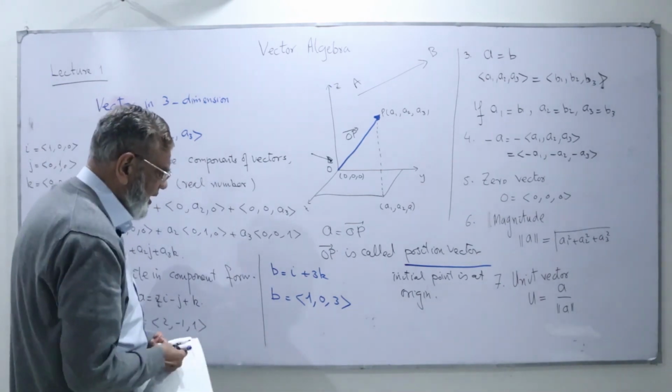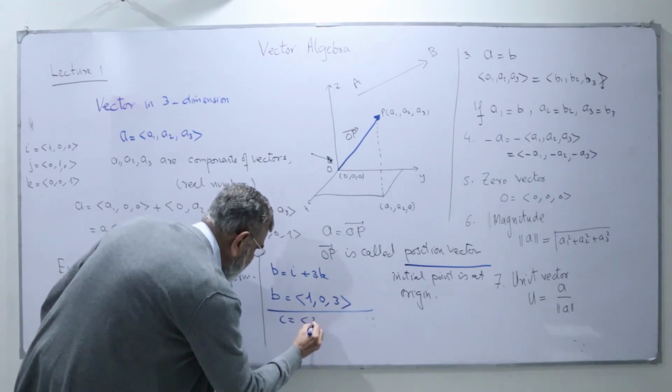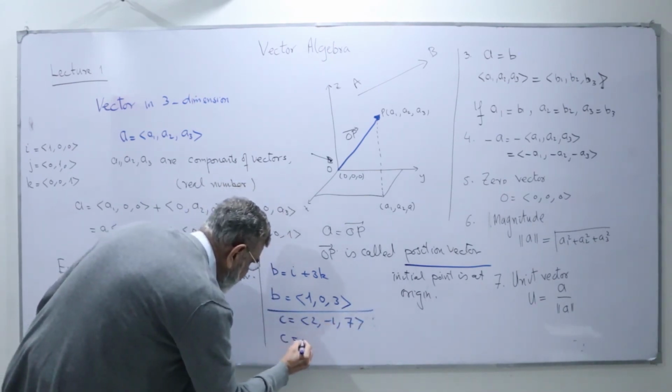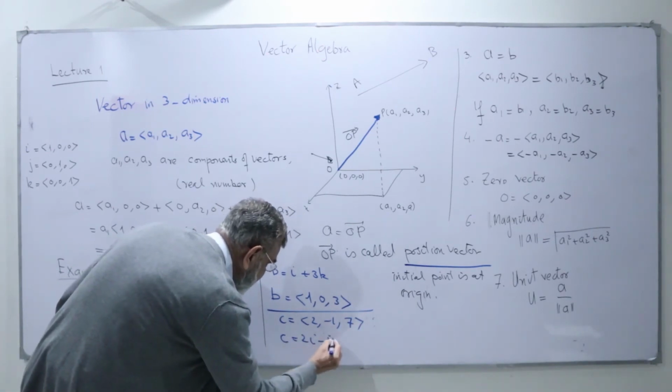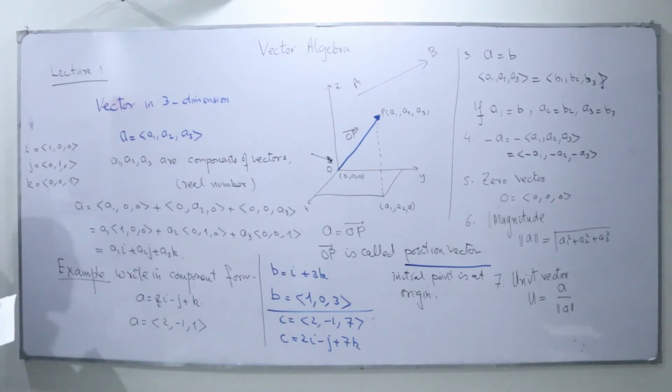We are given here another example. We are given here C. C is equal to (2, minus 1, 7). We can write here C is equal to 2i minus j plus 7k. So both forms are equivalent. The value of the vector is the same, there is no change in that.